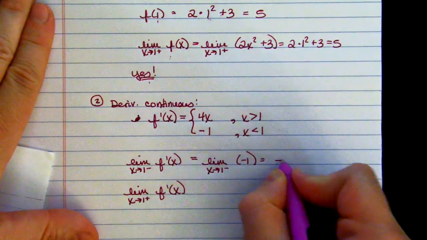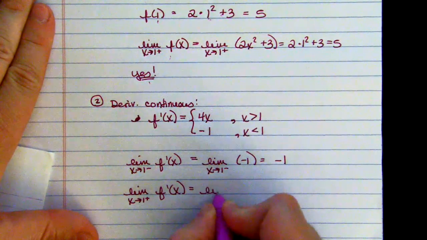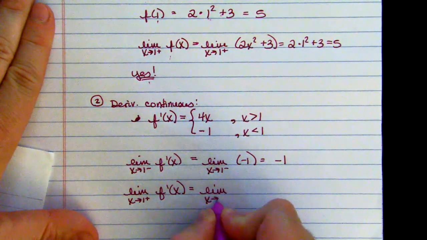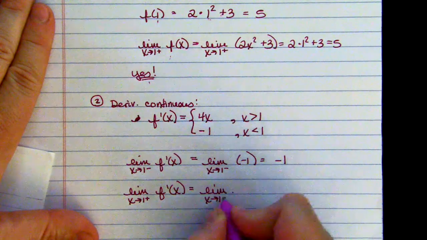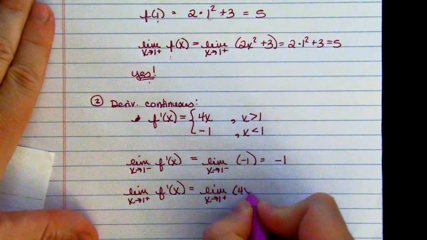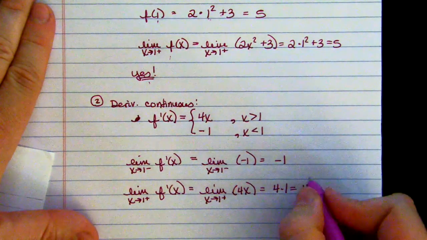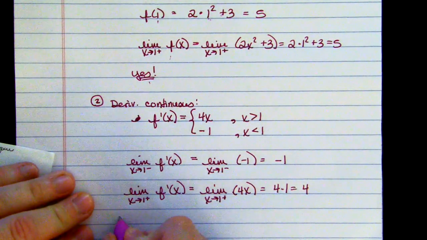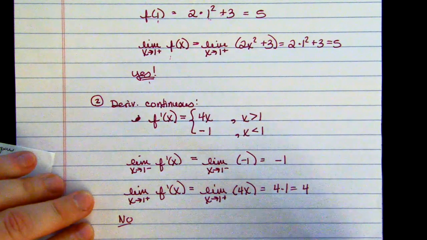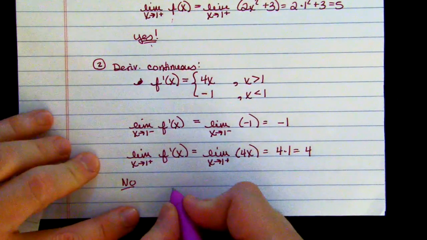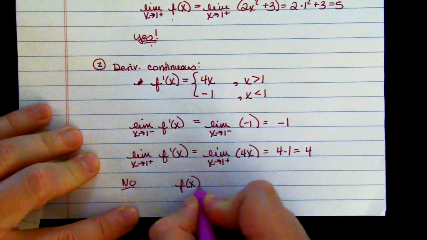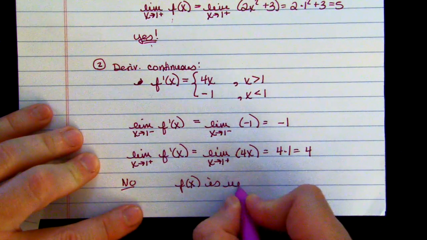I'm just doing the limit of that constant function, so I'm going to get negative 1. Limit as x approaches 1 from the right of 4x is going to equal 4 times 1, which is going to equal 4. Those things are not equal, so no. Our derivative is not continuous, which means our function, f of x, is not differentiable at x equals 1.